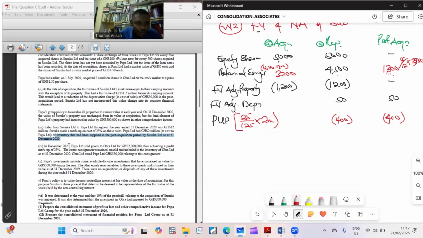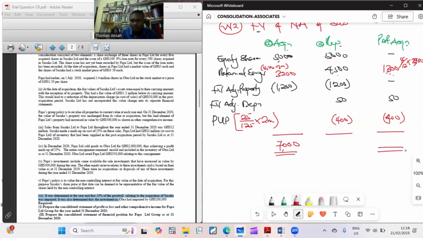In December, Papa sold to Obra. That is the parent, nothing to do with Susuka. This one too has nothing to do with Susuka. Then we have Papa again, nothing to do with Susuka. This one too is for goodwill. Then it means we can close the balances here. So now let's look at the balances. We have 5,000 plus 3,200 plus 1,200. Here is 9,400. Minus, sorry, be careful. Minus 1,200 rather. So here is actually 7,000.